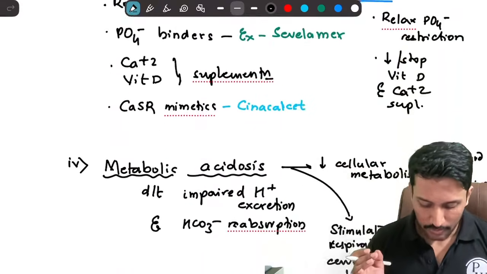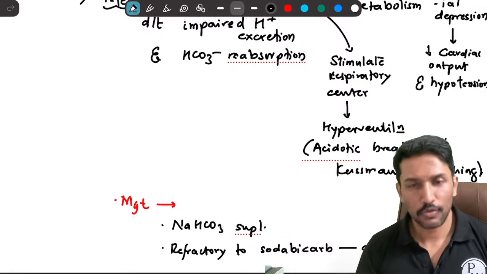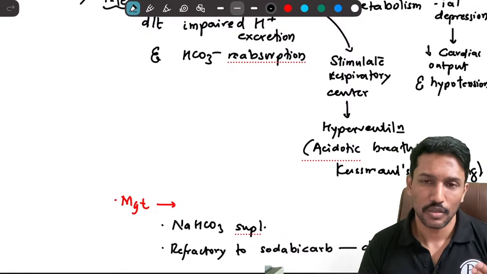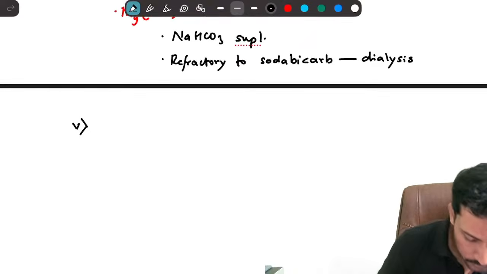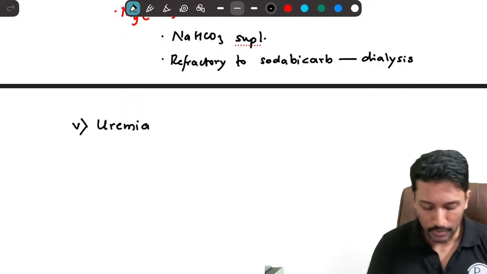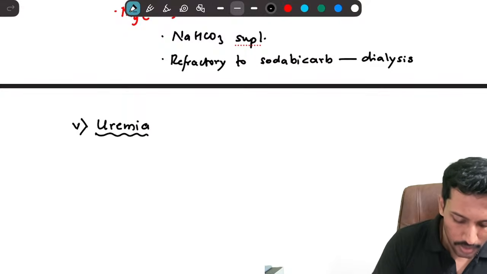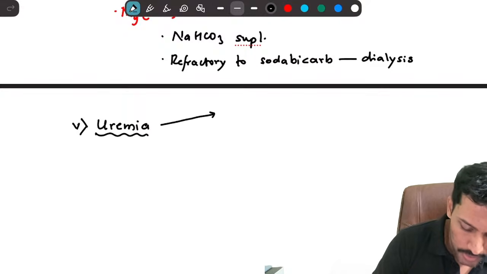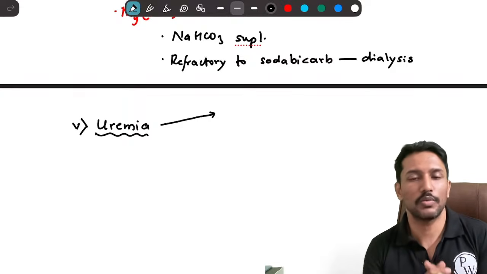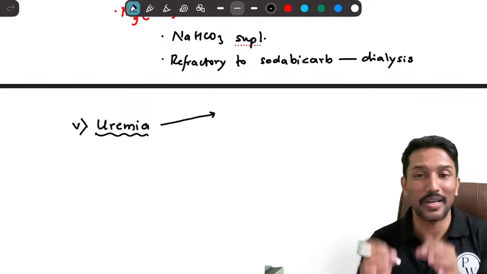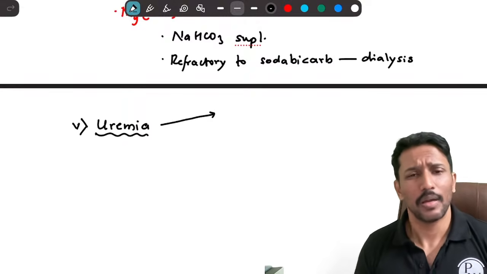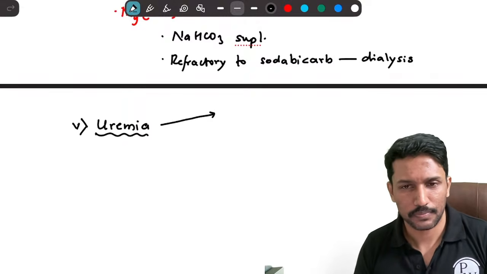If I end up with metabolic acidosis, at least for some time I can try to manage with the soda bicarbonate. But if I develop high urea, we will call it uremia. High urea itself leads to a lot of complications, and it is not possible to manage the uremic complications without dialysis because there's no way to bring down the urea levels. Okay, but why is urea a problem?